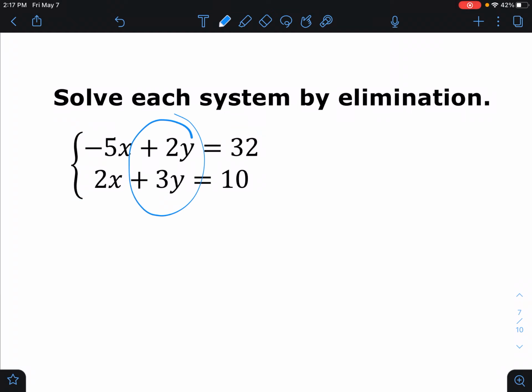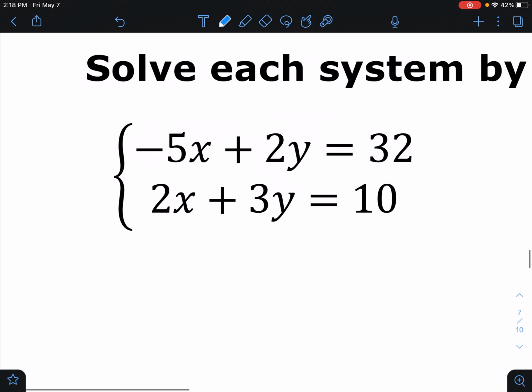But I think I might get rid of y here and make these both 6y. Just need one of them to be negative. So that means I need to multiply this equation by, let's make the top 6y. So we'll multiply this top by 3 and this bottom one by negative 2 so that we could get this to be negative 6y. We need one of them to be negative. So let's do it. The first equation we're going to multiply by 3 so that this becomes 6y. The bottom equation we're going to multiply by negative 2 so that this becomes negative 6y.